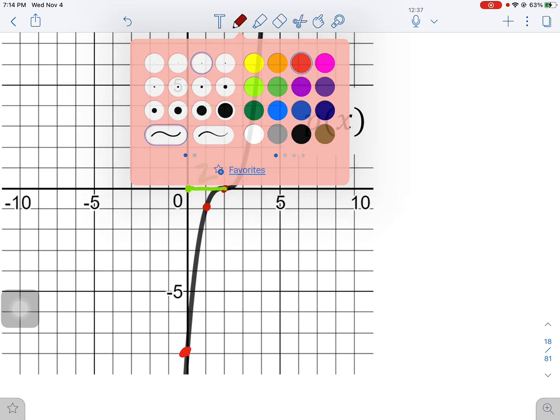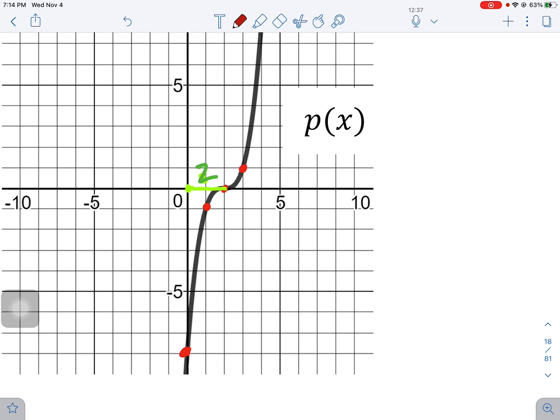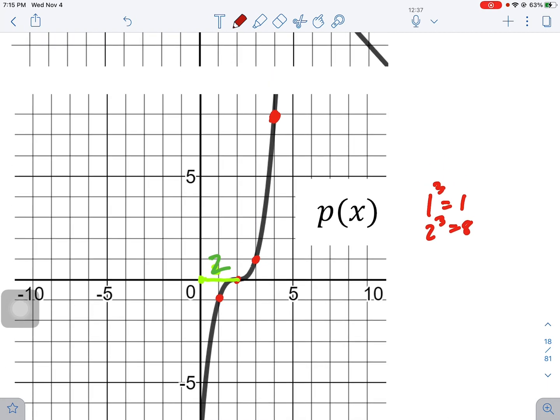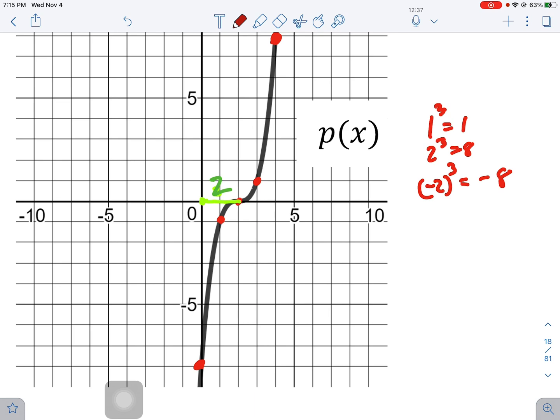If you're looking at a cubic function here, if you look at some of the points, for example, 1 cubed is 1, and 2 cubed is 8. So there's a point at that if you go over 2 and you go up 8. Similarly, if you go over 2 and you go down 8, so that would be negative 2 cubed, you get negative 8. And that's because a negative times a negative times a negative is a negative, right? Also, negative 1 cubed will give you negative 1.